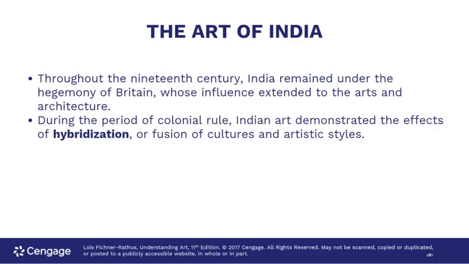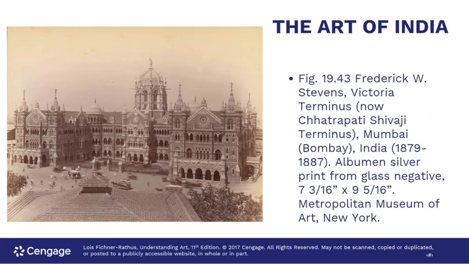Throughout the 19th century, India remained under the hegemony of Britain, whose influence extended to the arts and architecture. And during the period of colonial rule, Indian art demonstrated the effects of hybridization, or the fusion of cultures and artistic styles. One good example of this hybridization, or fusion of styles from East and West, is the Victoria Terminus. It has now been renamed to honor the founder of the Maratha Empire.